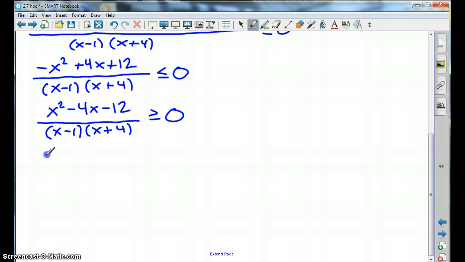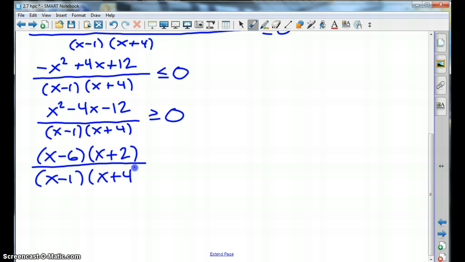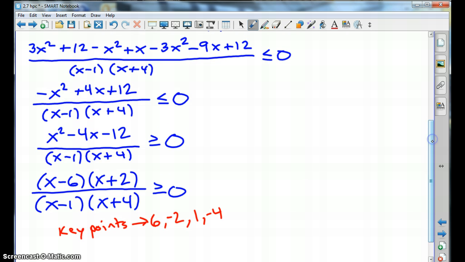All right, now we have something that we can factor. x minus 6 times x plus 2 divided by x minus 1 times x plus 4, and it's still greater than or equal to 0. The setup work is now done. The key is we found our key points. They come from the factors both in the numerator and denominator. They're going to be at 6, negative 2, 1, and negative 4.